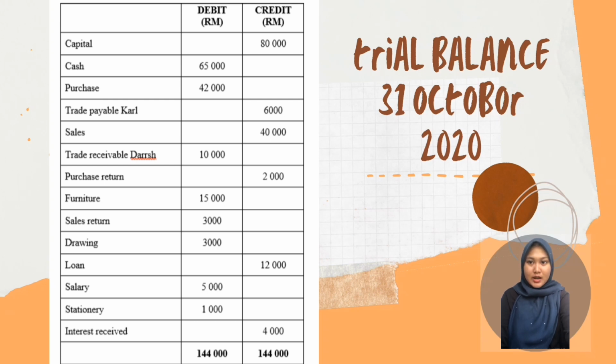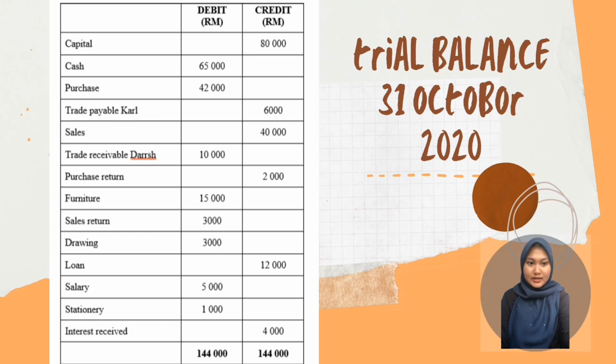I will continue to trial balance, and first of all, the trial balance carries on from the ledger account. Okay, first is starting from the capital account. The balance b/d on capital account is on the credit side and the amount is 8,000. And next is cash account and purchase account.